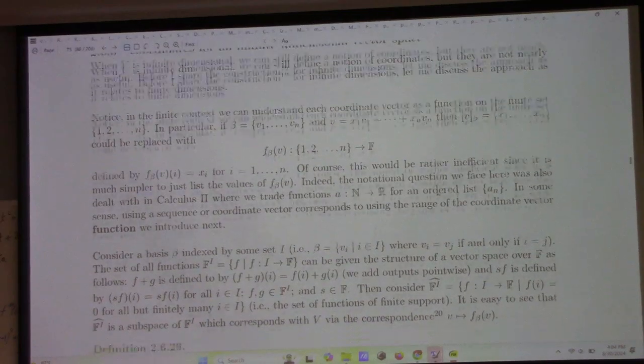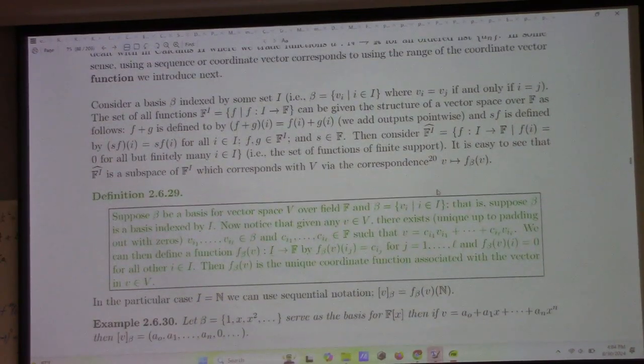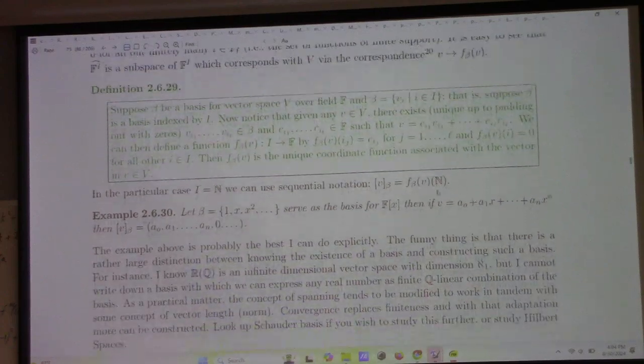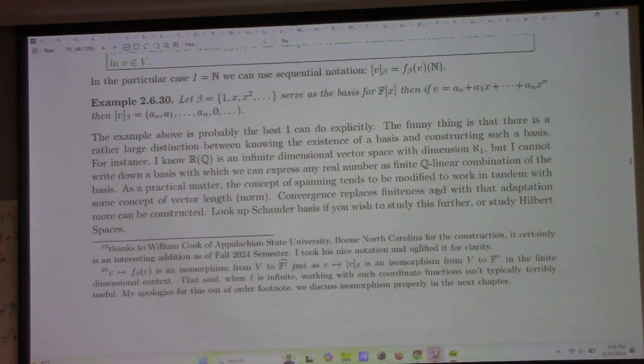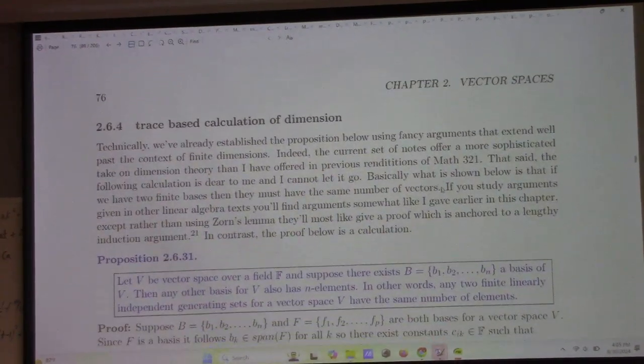These characteristic functions also come up in some other abstract parts of math. A characteristic function is simply a function on a set which is 1 if something's in the set, and 0 if it's not. So this is the idea of a characteristic function. Anyway, let me stop talking about that.